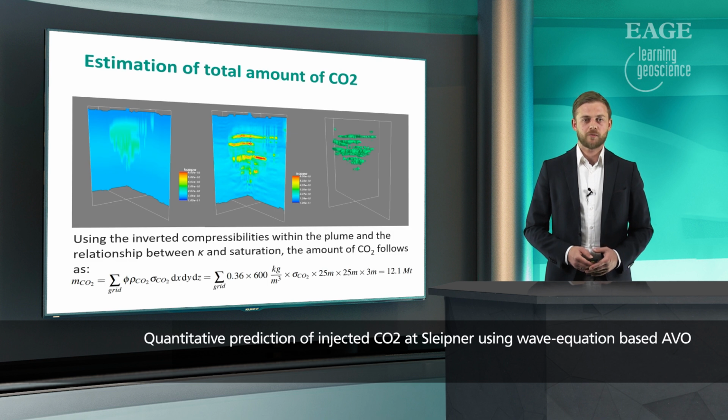And then at the very end, it becomes very simple. You just sum up all those grid cells within the geobody. We know the lateral sampling is 25 by 25 meters. We know the depth sampling is 3 meters, so we know the volume of each grid cell. We multiply each grid cell in the geobody by an average porosity times an average density times a variable compressibility that we got from the inversion. And if you sum this all up, then you get an estimate of 12.1 megatons. So based on the seismic data from 2008, we expect that 12.1 megatons of CO2 are present at this point in time.